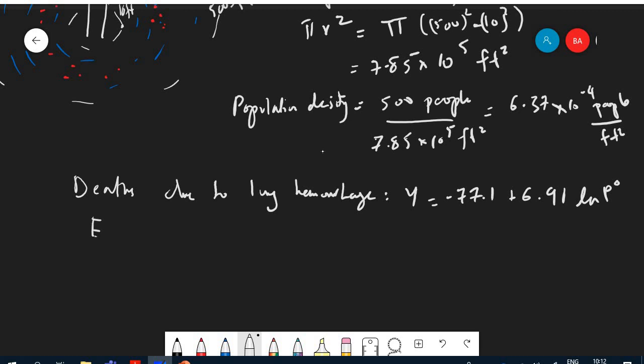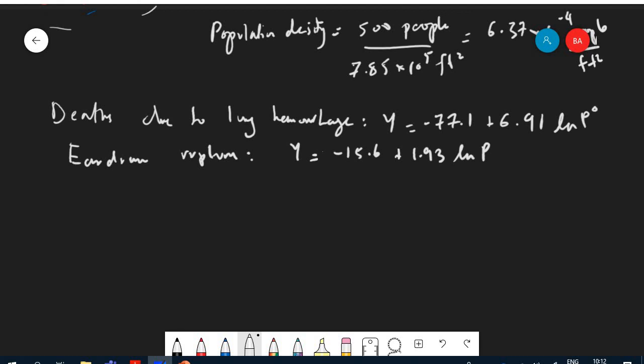So let's go to the eardrum, because they're also asking about the eardrum rupture. The eardrum rupture was Y equal to minus 15.6 plus 1.93 ln P. Do we know P so that we calculate Y, and from Y we know how much percentage is affected? Okay, so that's the idea. Yes, we know P.